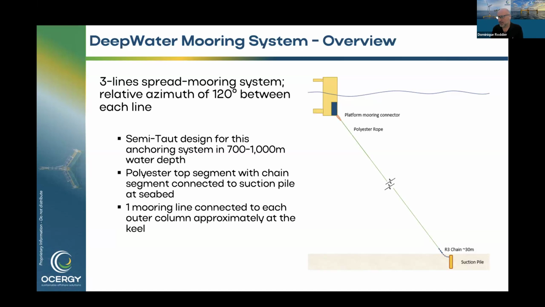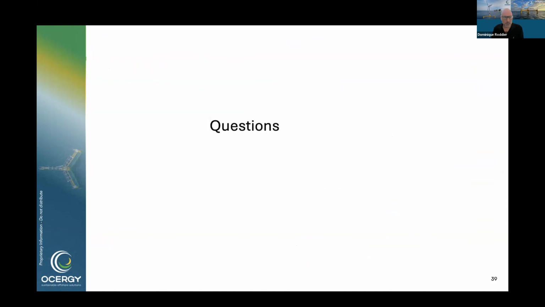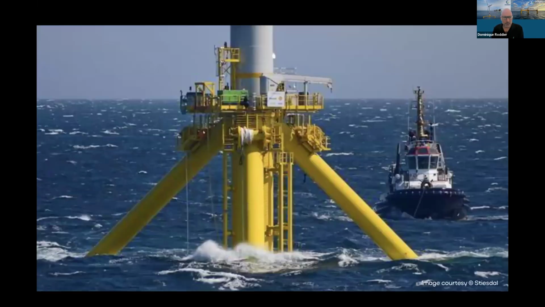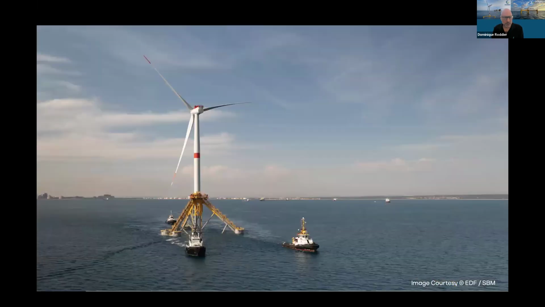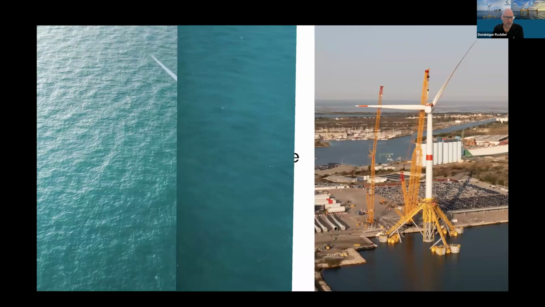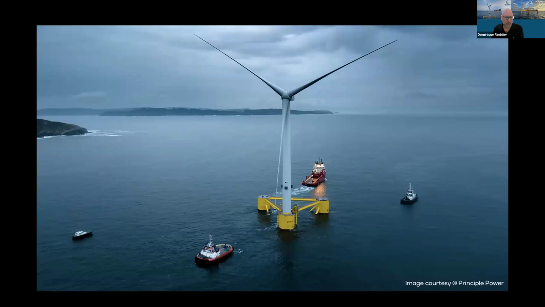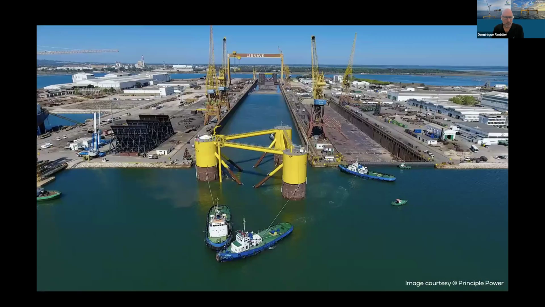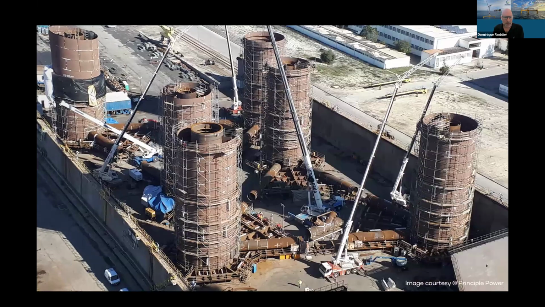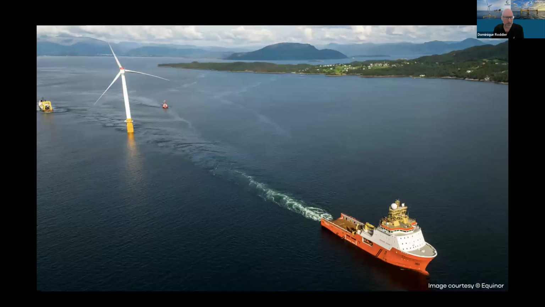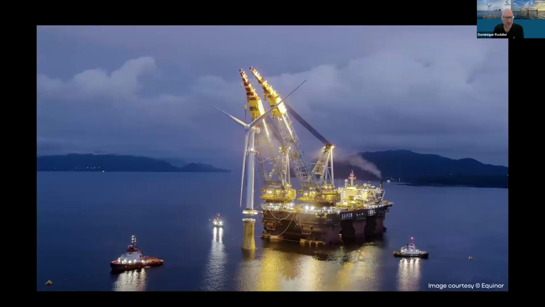One last question, Dominique. You showed 4 different structures, I think: TLP, a spar, a semi-sub, a barge. Is one type becoming dominant in the industry, or can we expect one of these to emerge as the preferred arrangement? Yes, and it's very easy to understand why.